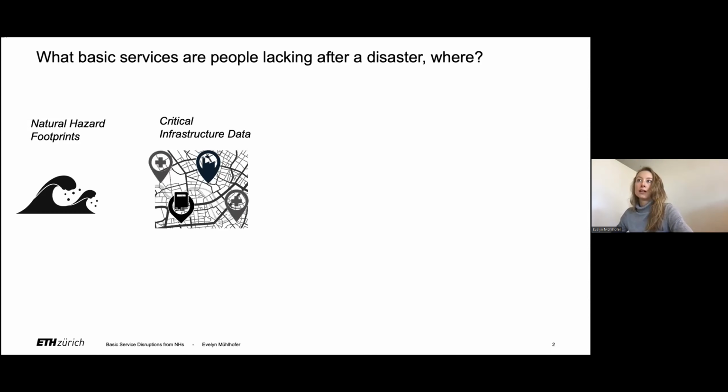Hi, everyone. I'm Evelyn. I'm a PhD student at the Weather and Climate Risks Group. And what I want to talk about today is my work on developing an impact modeling chain that's aimed at capturing basic service disruptions in a globally consistent natural hazard impact model.